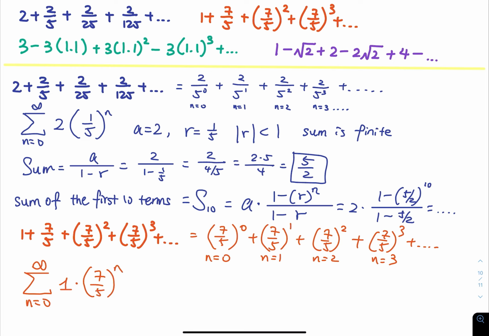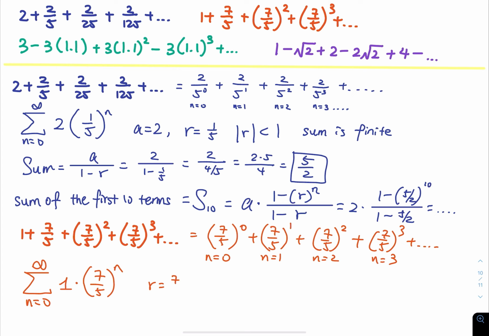Let's check. When n equals 0, yup, I got a 1. When n equals 1, I got 7 over 5 to the first power, which is right there. When n equals 2, when n equals 3, and so on and so forth. So the common ratio is r, which equals 7 over 5. Compared to the previous problem, the absolute value of 7 over 5 is not less than 1. So that means the sum is just infinity.